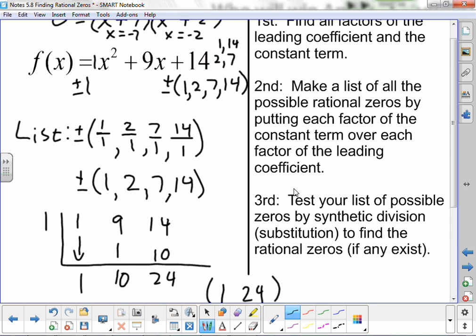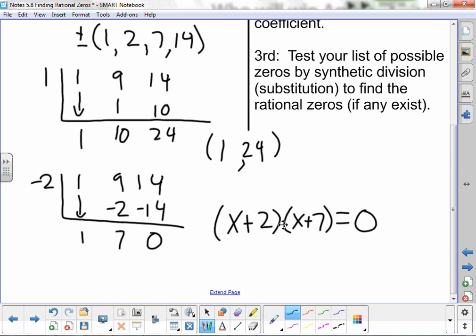Well, I set it equal to 0. It should have been equal to f of x. But if you were going to solve it, f of x would equal 0. But right now we're just factoring. So f of x. Okay.